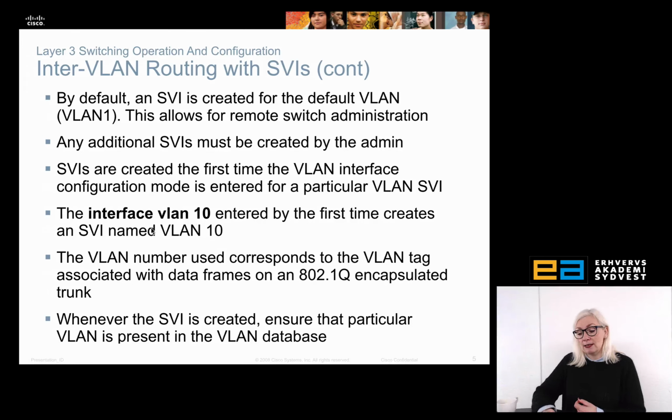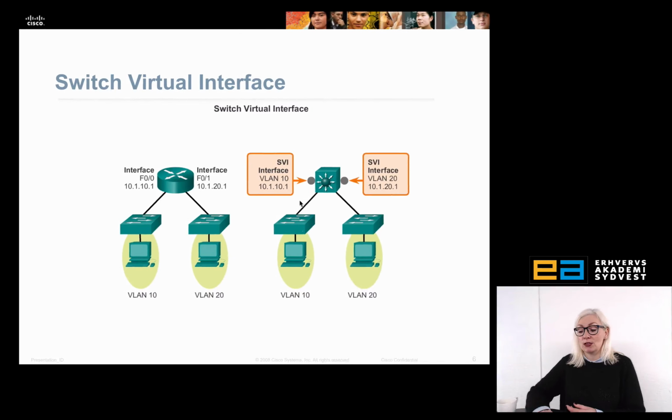To create an SVI, what you actually do is you go to interface and you say interface VLAN 10. Then you have created a virtual interface for VLAN 10. And then you can give your IP address on the SVI for VLAN 10, and thereby be able to send information from one VLAN to another. It also uses the 802.1Q protocol, and will be able to see the VLAN tags. And that's it. That's how you create the switch virtual interface.